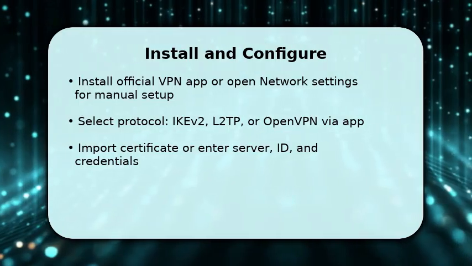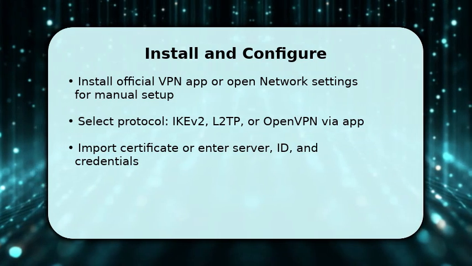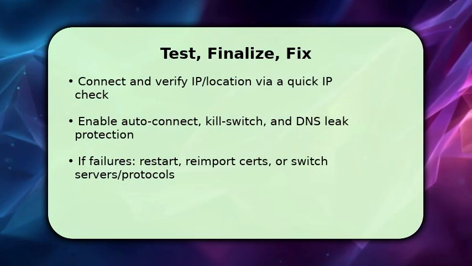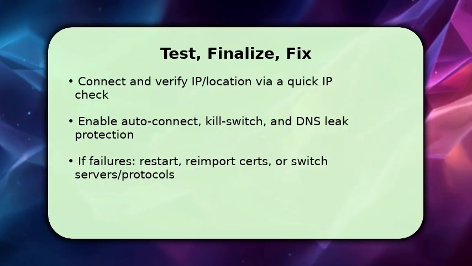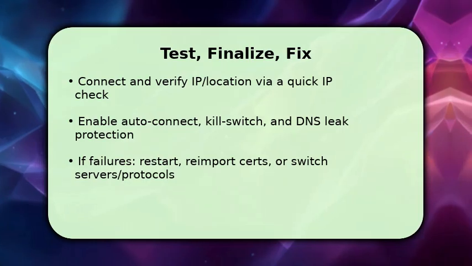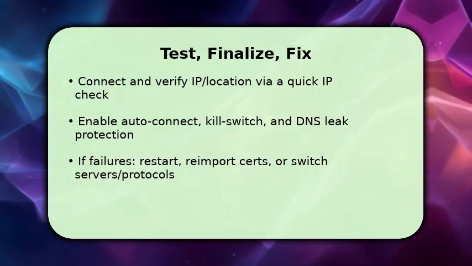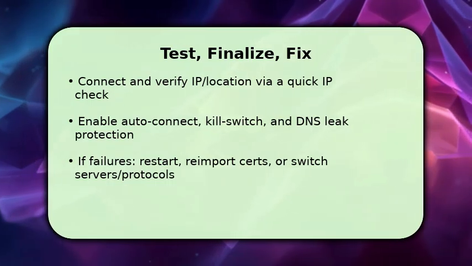Make sure Kill Switch or Start on Boot options are enabled in the app if you need persistent protection. Click Connect and verify your new IP address and location to confirm the tunnel is active. This proves traffic is routed through the VPN. After a successful test, enable Auto Connect and the Kill Switch or DNS leak protection so you remain protected when networks change.